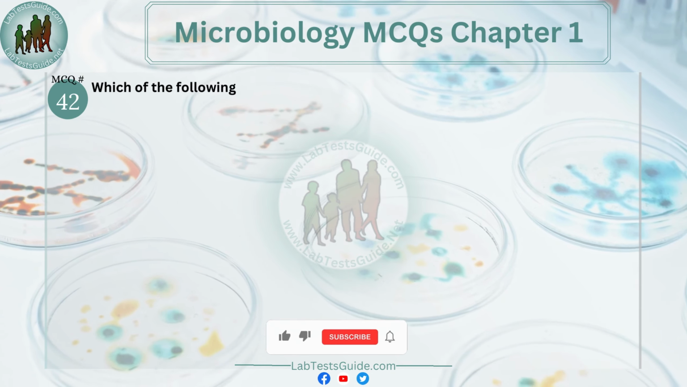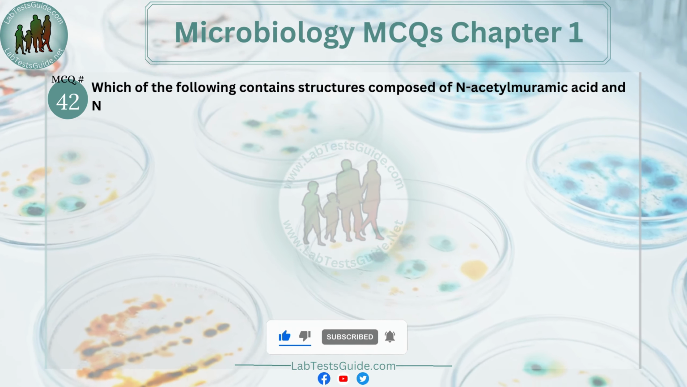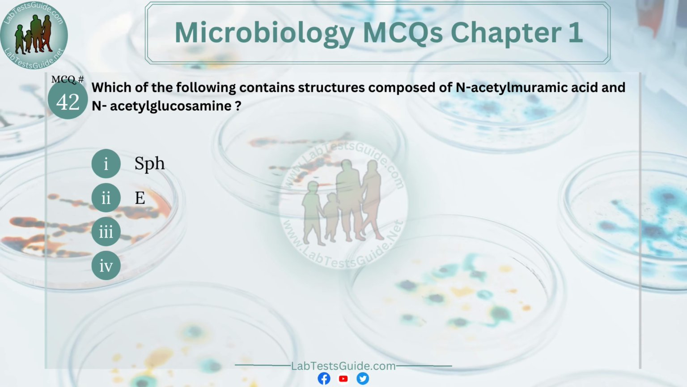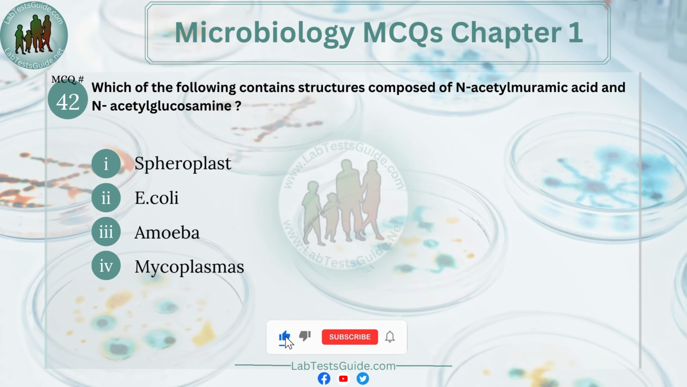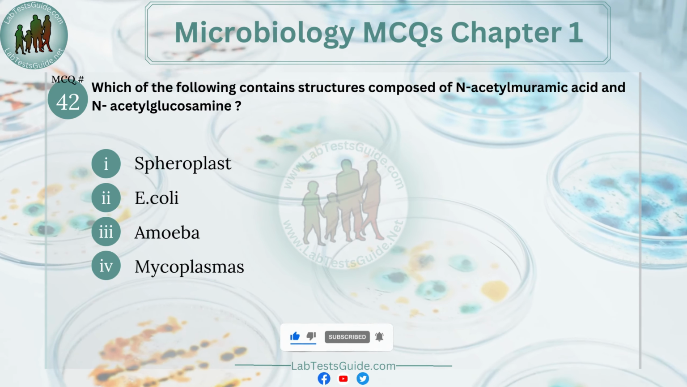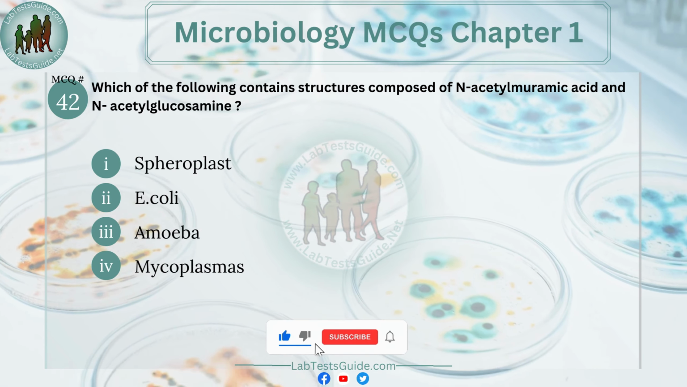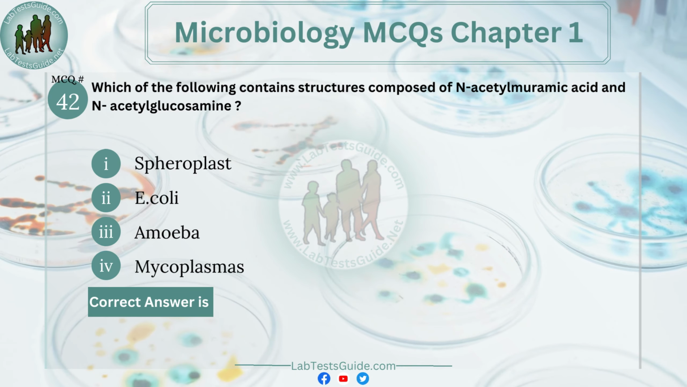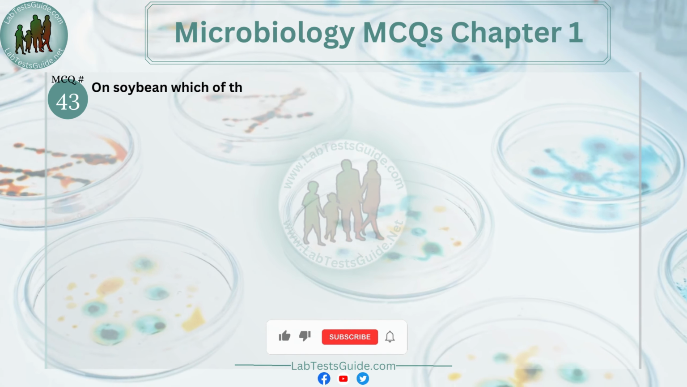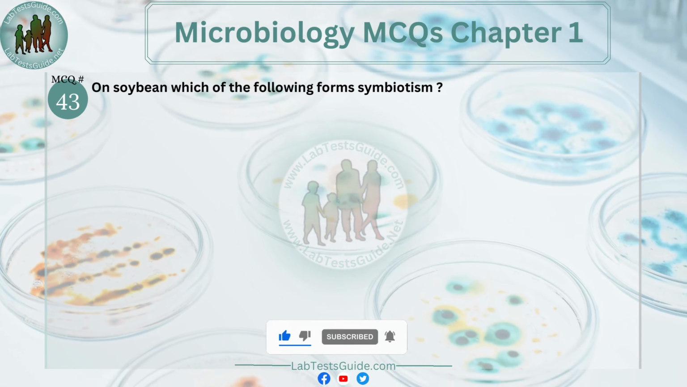Question number 42. Which of the following contains structures composed of N-acetylmuramic acid and N-acetylglucosamine? Option number 1, spheroplast. Option number 2, E. coli. Option number 3, amoeba. Option number 4, mycoplasmas. Correct answer is E. coli. Question number 43.